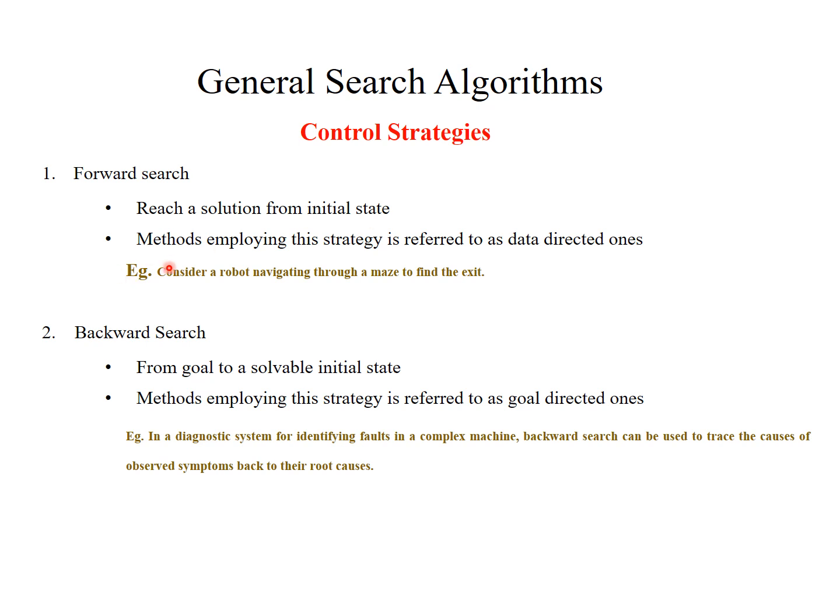Number 2 is backward search. From the goal to a solvable initial state, and here the methods employing this strategy are referred to as goal-directed ones. For example, a diagnostic system where we are going to identify faults. Here, the system starts with the observed symptoms, that is the goal state, and systematically traces backward through the relationships between the components until it identifies the faults. That is, it comes back to the initial state.